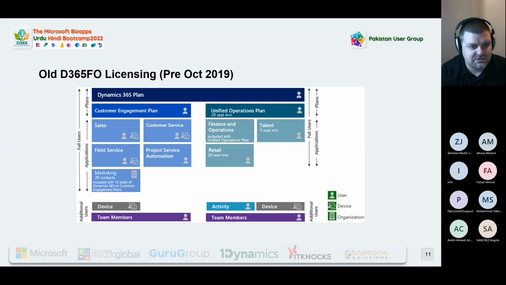You had the ability to go in and actually buy what was called the Dynamics 365 plan, which gave you access to the CE side as well as the F&O side. Or you could buy a customer engagement plan, which gave you access to all of the customer engagement side. You could buy a unified ops plan, which gave you access to F&O and that side of things. And then you had your team member and activity licenses underneath this as well. So you had the ability to go down to those levels if you didn't require the full license. But you had this option of buying everything from a CE and F&O side, all the CE side, or all the F&O side. So you had these different options in that regard.